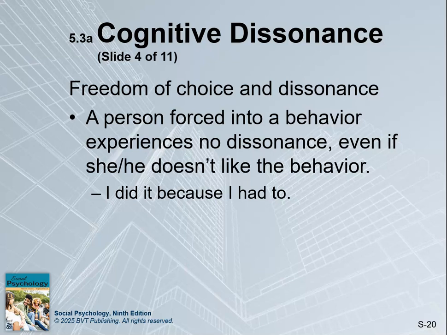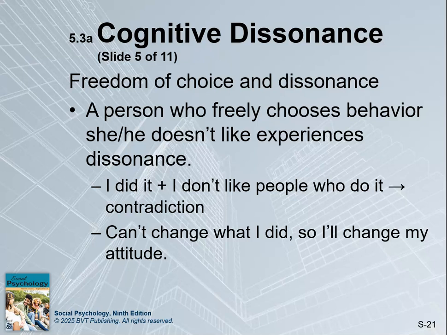Going a little bit further about freedom of choice and dissonance. That's when a person freely chooses a behavior, but they don't like it, and experiences dissonance. An example is, I did it and I don't like people who do it. That is cognitive dissonance. You're thinking about how you do it, but you're also thinking about how you don't like people who do the same thing.